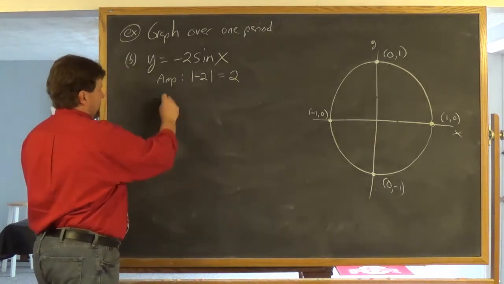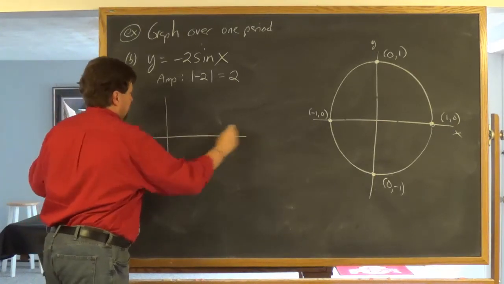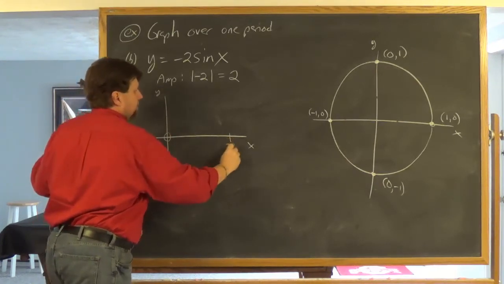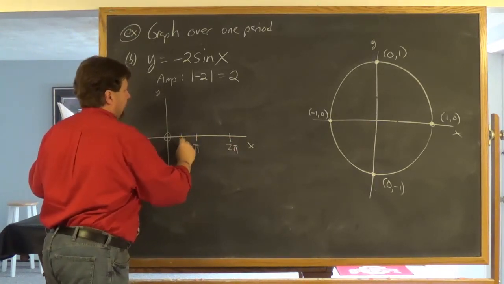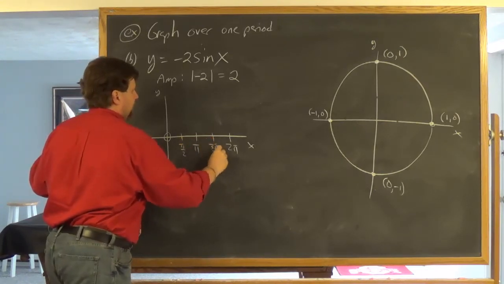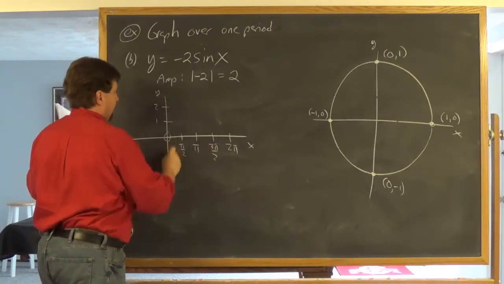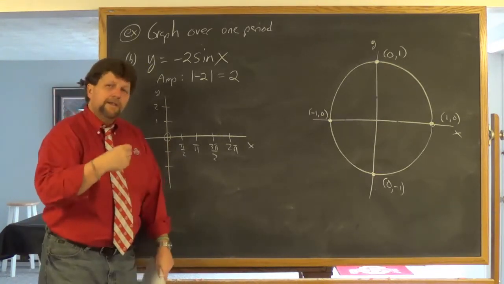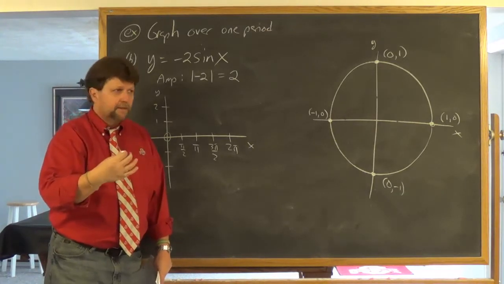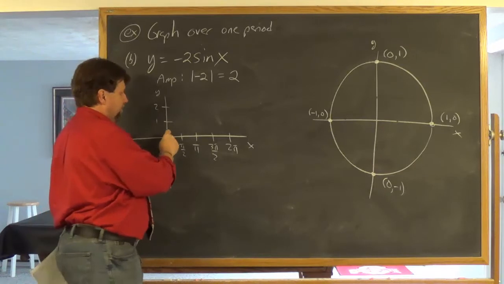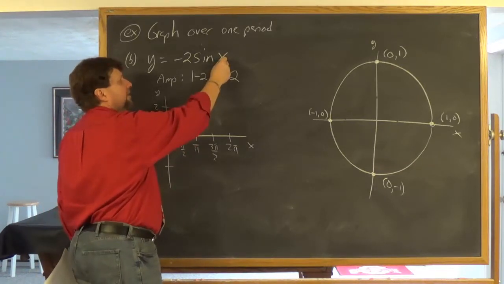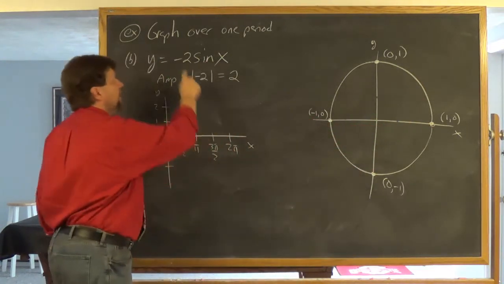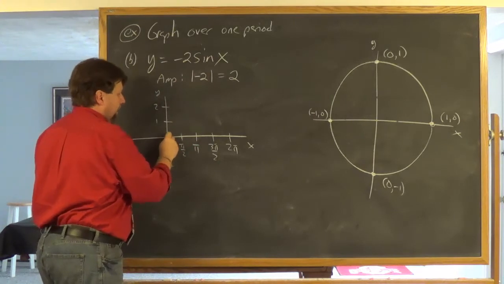Once I know the amplitude is 2, I'm going to come in here and sketch the graph over 1 period. So 0, here's 2 pi, pi over 2, 3 pi over 2. Get some scaling here on my y-axis. Let's go through the process of just plotting the 5 key points, the 5 quarter points. Put 0 in for x. Sine of 0 is the y-coordinate of that point there. Sine of 0 is 0. Negative 2 times 0 is 0. So there, we plotted 1 point.